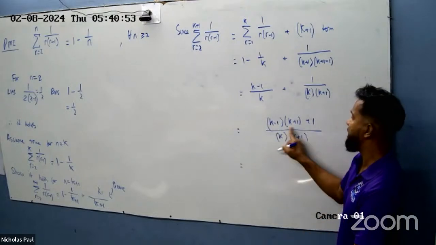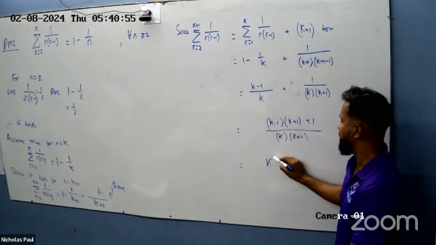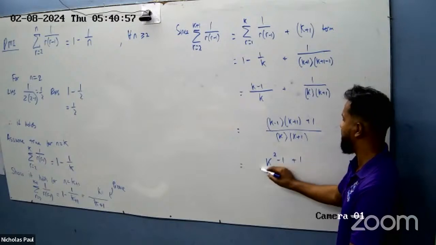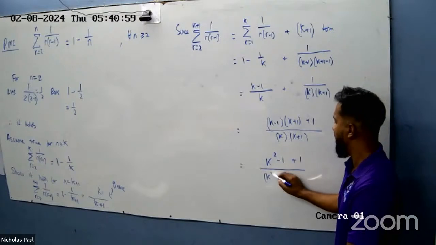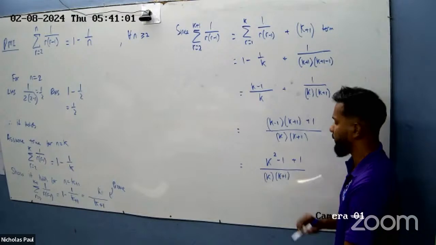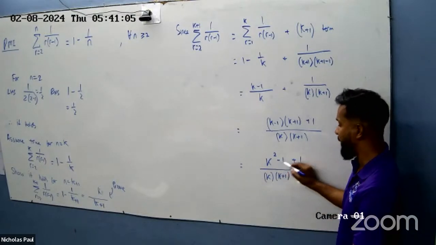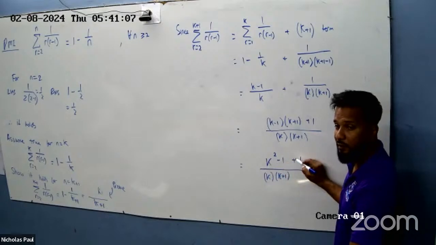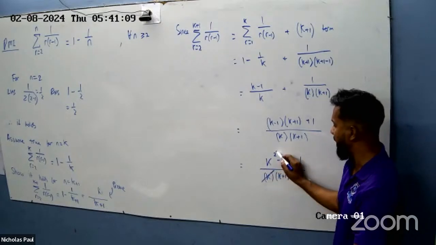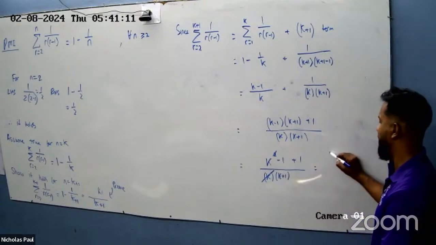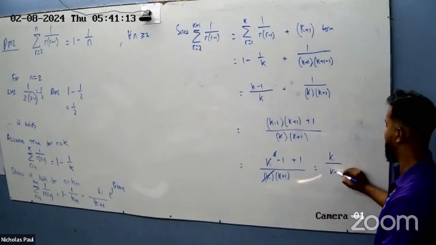This is difference of two squares. So that's k squared minus 1 plus 1 all over k by k plus 1. What will happen here? This will cancel. And then this k will cancel with this square. And you'll be left with k over k plus 1.